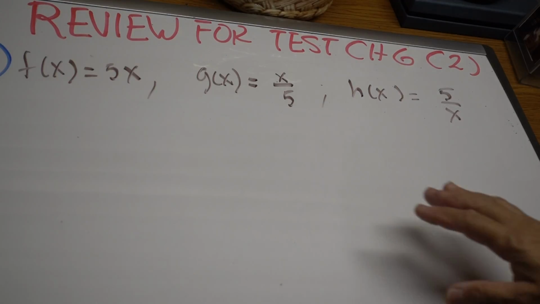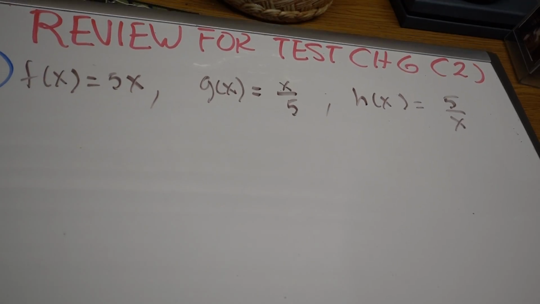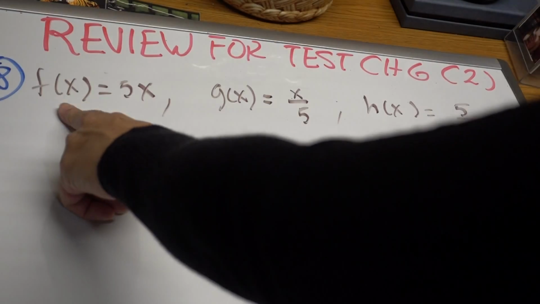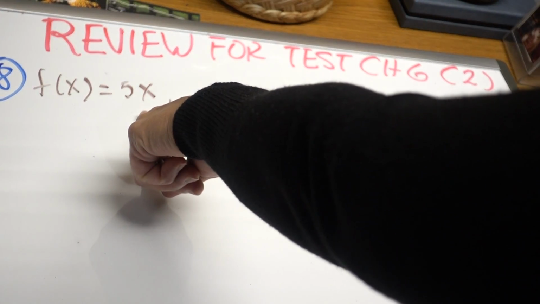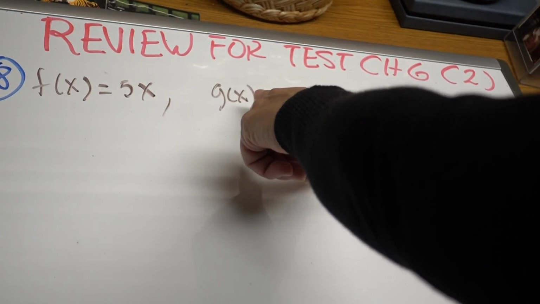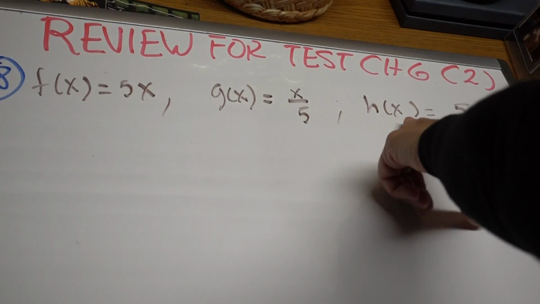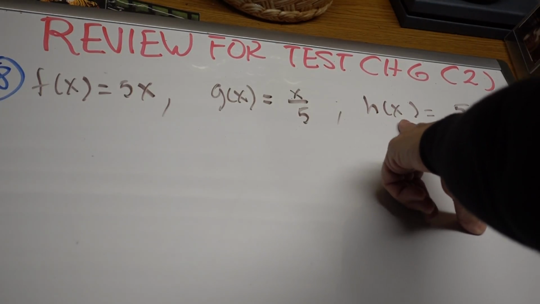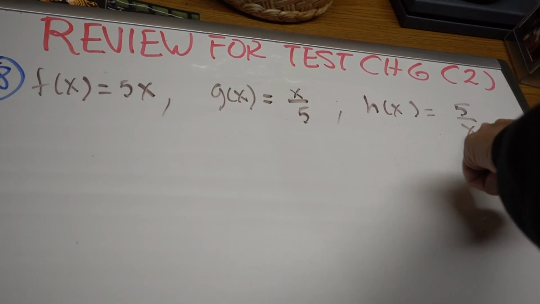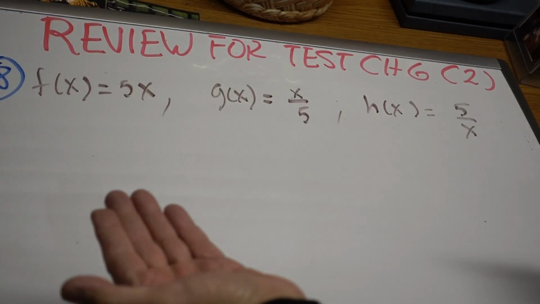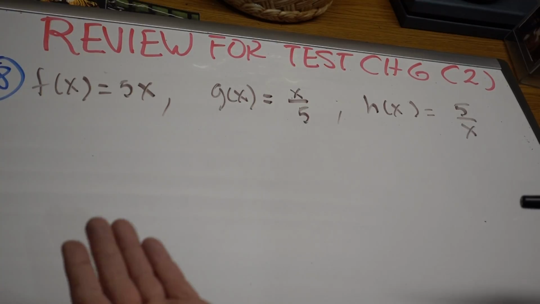Well, something that helps is, since they're very simple functions, f is doing this: everything you put in there, it multiplies by 5. G, everything you put in there, it divides by 5. And the other g, every value you put in there, you're going to find the reciprocal of it and then multiply by 5.